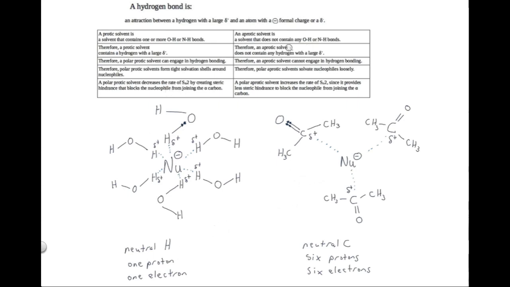An aprotic solvent doesn't contain any OH or NH bonds, so there are no hydrogens with a large delta positive, so an aprotic solvent cannot engage in hydrogen bonding, and as a result, the polar aprotic solvent has to solvate the nucleophile more loosely, as we've shown in this picture, and that more loose solvation provides less steric hindrance, which allows a higher rate for an SN2 mechanism.